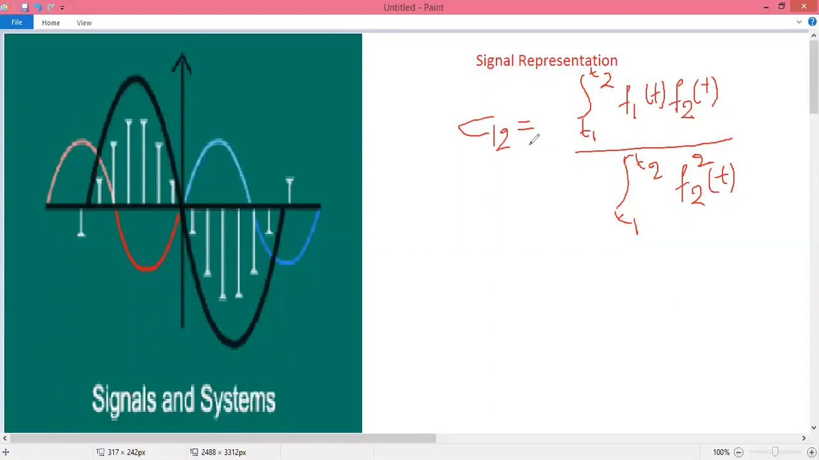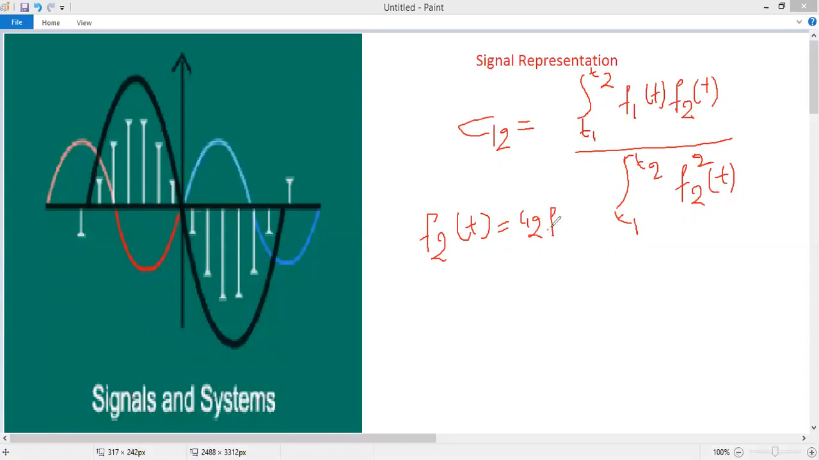Suppose we go for the representation of a signal F2 in terms of F1. We can write it as F2 of t is equal to C12 times F1 of t, where C12 is the correlation coefficient. This is the representation. If you want to write the equation for the correlation coefficient for the reverse case, we need to write it as an F1 instead of F2.